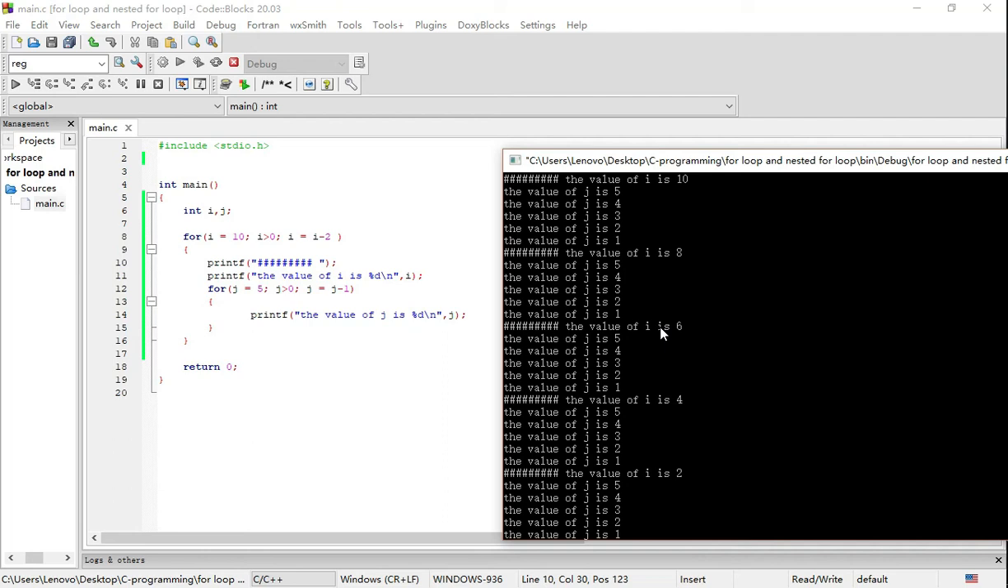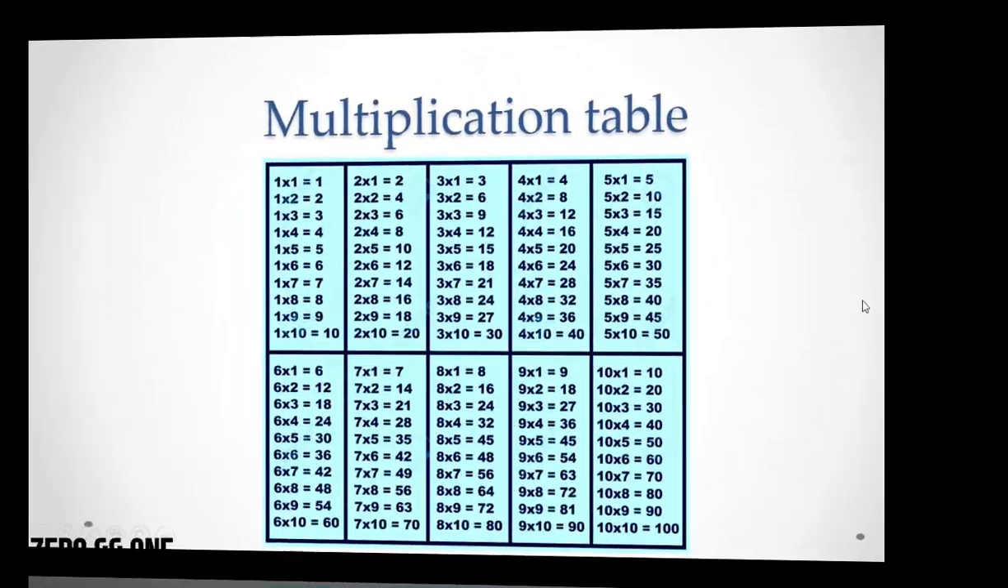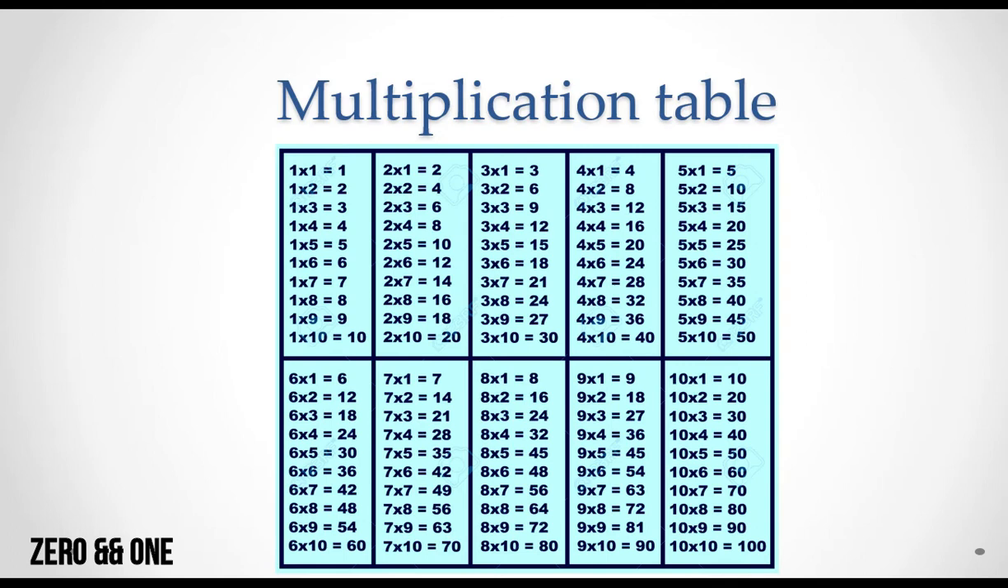For example, let us have a look at a multiplication table. This is how a multiplication table looks like. Can you think of a way we can realize a multiplication table using a nested for loop? We can actually realize this multiplication table using a nested for loop. And how can we do it?